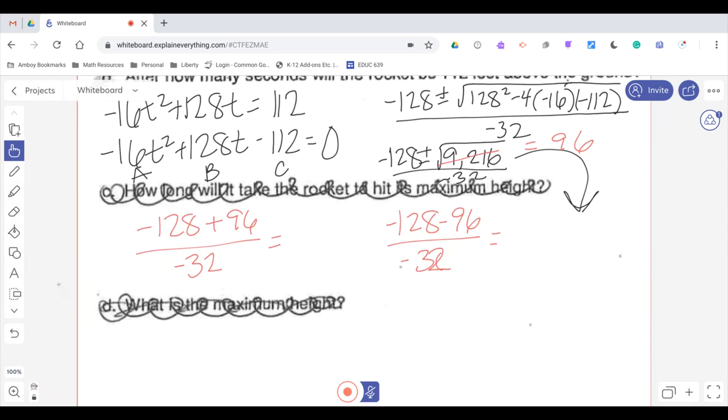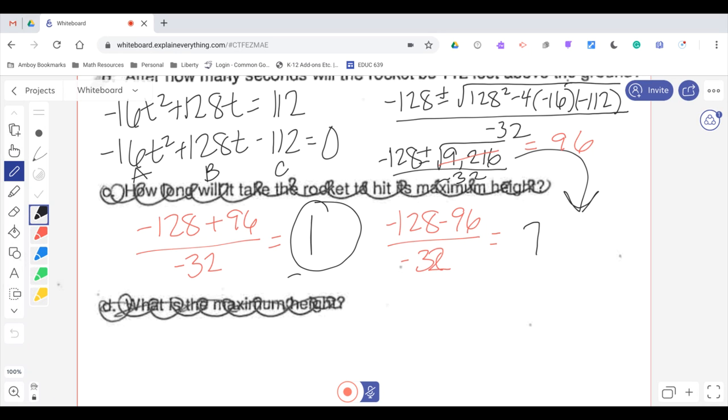So let's see. Negative 128 plus 96. Whoops. Divided by negative 32 is 1. Okay, I'm going to guess that's going to be my answer, but let's test our other one. And that comes out to be 7. So I'm going to say this is the first time, so it took 1 second to reach 112.